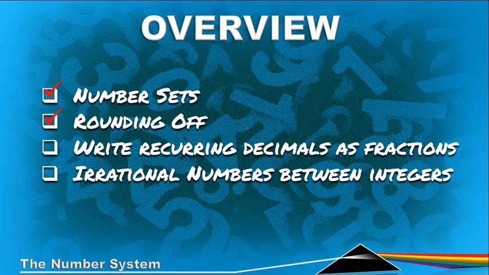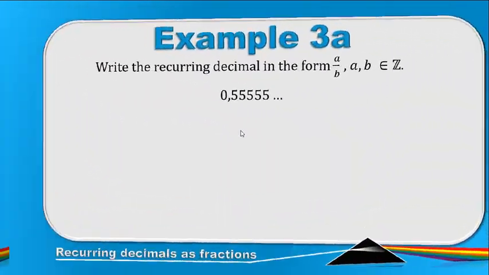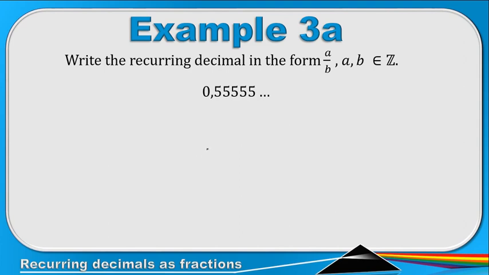Now, moving on to writing recurring decimals as fractions. Okay, so this is a section where you have to pay close attention. This is new and it can be a bit daunting. This one is quite simple. Now, we saw that recurring decimals are rational numbers, and now we're going to show that we can actually write it in the form of A over B.